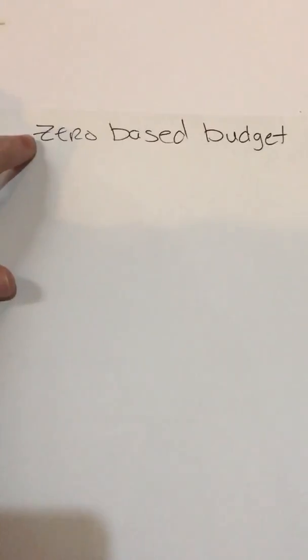So I'm going to try to show you how to do a zero-based budget. Zero-based budget just means that everything has a dollar amount assigned to it. Every dollar is spent on paper before you get it.